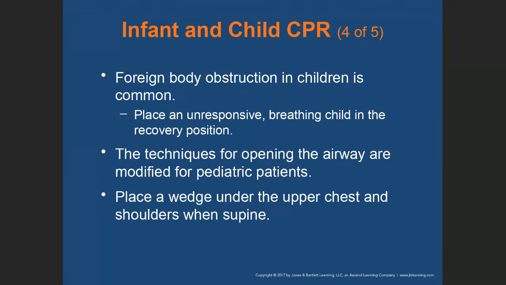Foreign body obstruction in children is very common. Place an unresponsive breathing child in the recovery position. The techniques for opening the airway are slightly modified for your pediatric population. So the smaller the child is, the bigger their head is going to be in proportion to the rest of their body. So if you put a small child flat, their head will naturally cause their neck to flex. So if it's a small child, like an infant, you're going to have to elevate their shoulders. So you need to put some padding underneath the shoulders to get their head in what we would classify as the sniffing position.